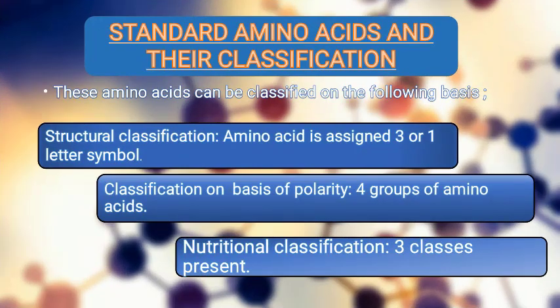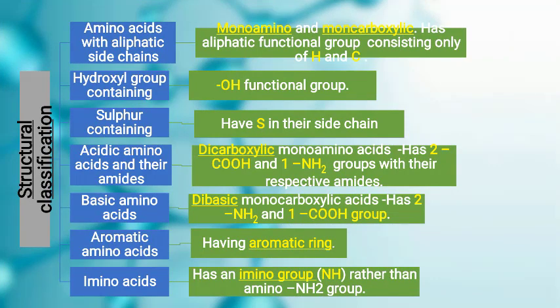Now let's look at the classification of standard amino acids. We classify the standard amino acids on three bases. The structural classification, as the name suggests, is on the basis of structure, the classification on basis of polarity, and the last one being nutritional classification. Now let's have a brief overview of the structural classification. It has further 6 classes.